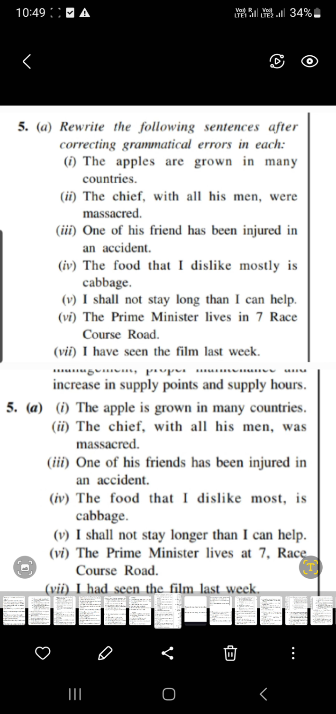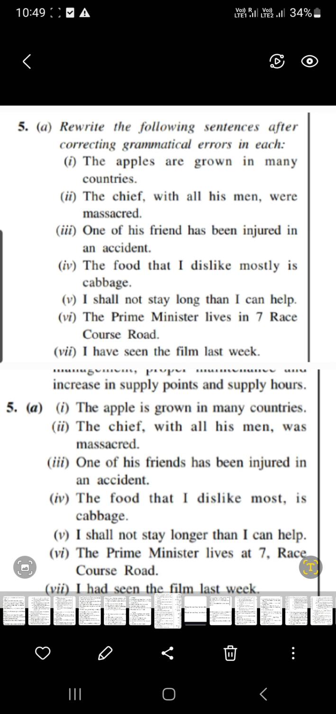Then the fourth one, the food that I dislike mostly is cabbage. Again, we saw in a previous example that it's not something like most favorite, it is favorite. So again over here, mostly is a wrong statement. The food that I dislike just most. Okay, the food that I dislike most is cabbage. Okay, it just ends there, and you put a comma after I dislike most.